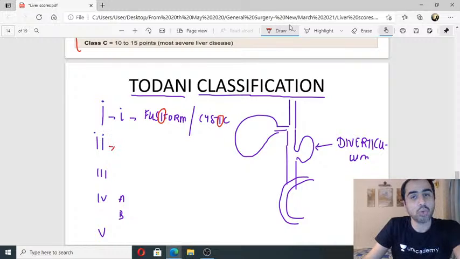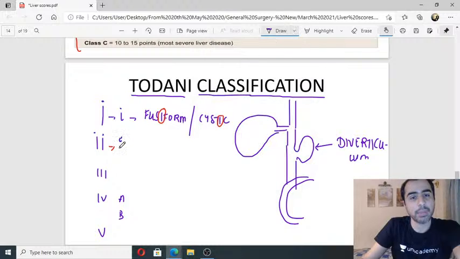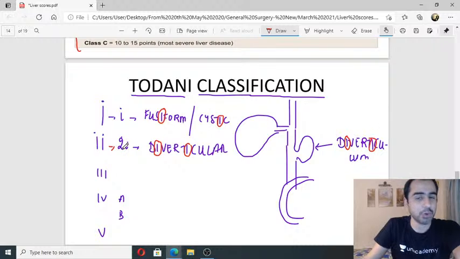Type 2 should have two I's. Type 2 is what? Diverticular. ये मेरी खुद की mnemonic है, so don't laugh at it. It will make your life easy. If there is some other way of remembering, you please use that. Diverticular, there are two I's. Two I's, type 2.